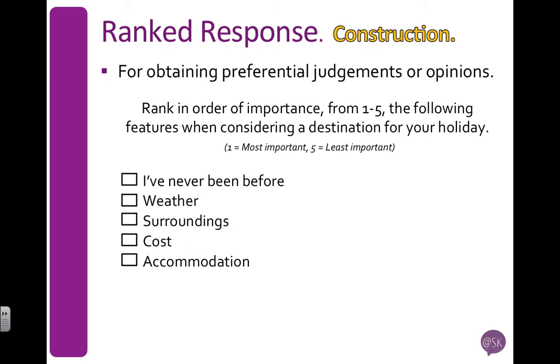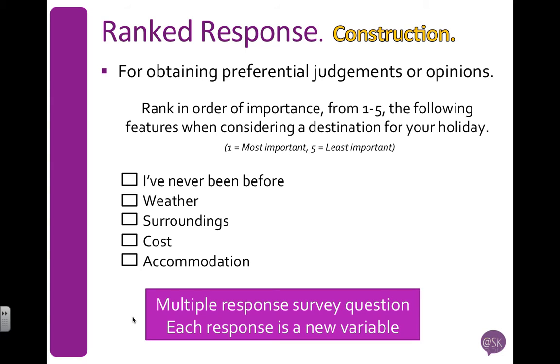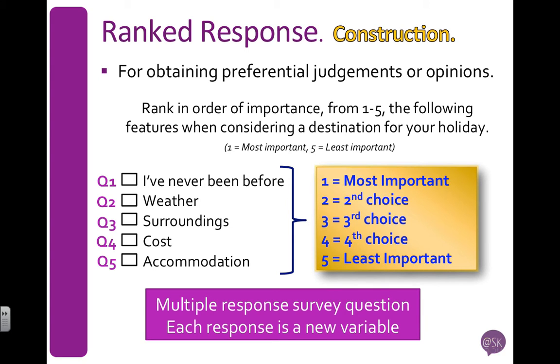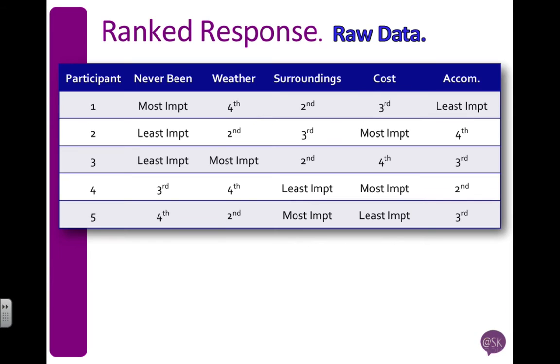Now for each one of these options, they're going to give a ranking, which means it's a multi-response question. We've seen in the previous video that in a multi-response question, each response becomes a new variable in our data set. So I'm going to make 5 variables from these 5 topics. For each topic, there are 5 possible responses, 1 to 5, most important to least important. I've just labeled 2, 3, and 4 as second, third, and fourth choice because I haven't given them a label on the questionnaire. Let's have a look at how we might lay the data out in our data set.